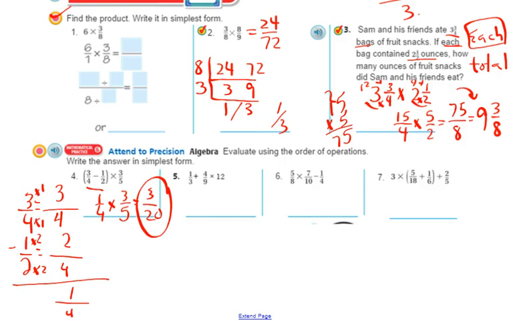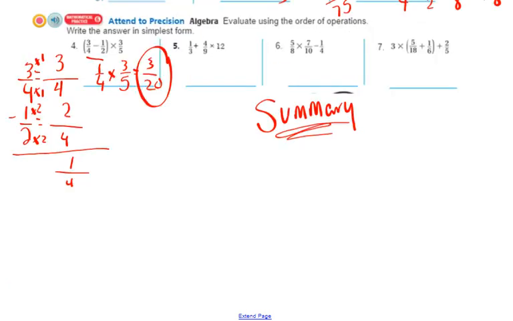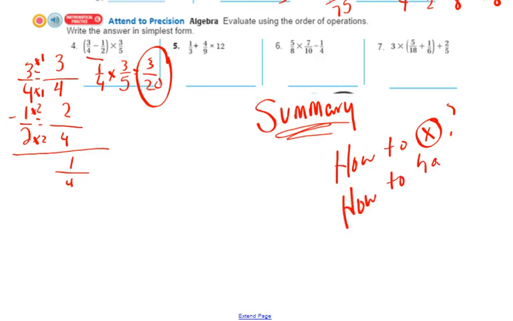The big ideas in your summary should be completely focused on how to multiply fractions. So when you write your summary, folks, be sure to show us, Ms. Dubé and myself, how to multiply and how to handle mixed numbers. Answer those questions in your summary and you're going to be earning your 5 points.